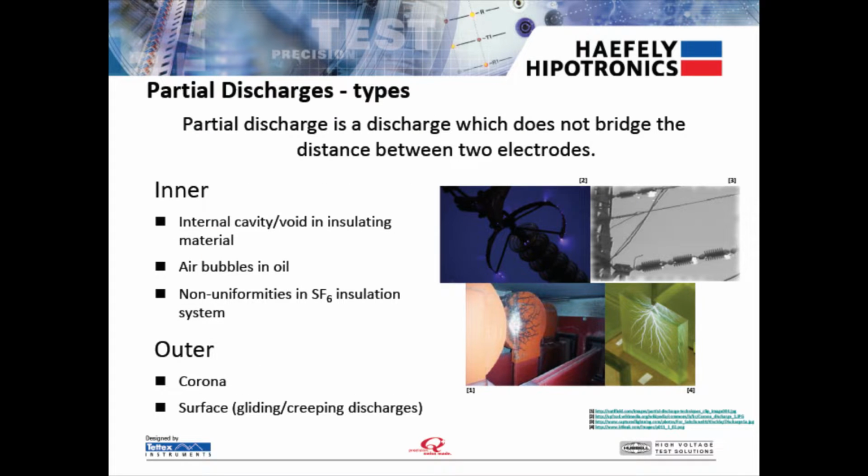So the two types of partial discharge, inner and outer. Inner usually is seen within the voids of the insulation material, the air bubbles, the oil, or the SF6 insulation systems. The outer ones you can actually see with your eye sometimes. They look like a slight spark.